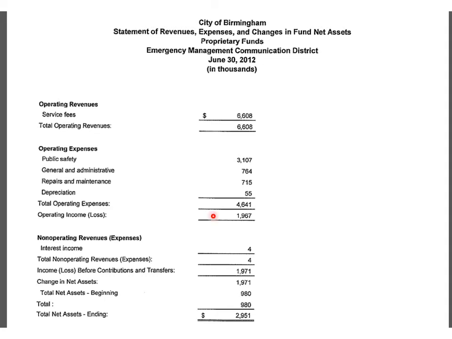Here is the statement of revenues, expenses, and changes in fund balance. And keep in mind, again, we're using the word expenses here because the proprietary funds use the regular accrual basis of accounting. And you'll see here, just like the government-wide statements do, you've got depreciation, you've got operating revenues there, you've got your total change in net assets down here with your beginning net assets and your ending net assets. So a good year for the Emergency Management Communication District.